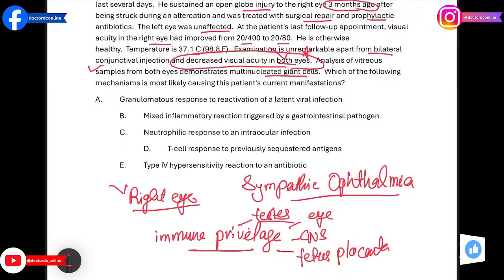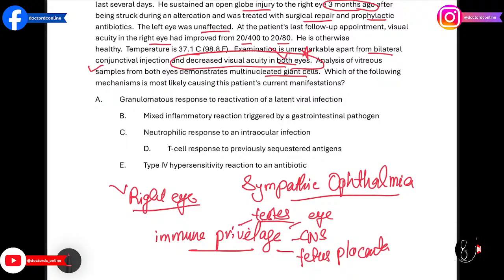The self-antigens located in a site with immune privilege can be recognized by T cells that escaped negative selection in the thymus. Therefore, if these antigens are released into the lymphatic system through trauma, the T cells may recognize them as foreign and mount a response that can occur in both the injured eye and the contralateral eye. So, due to immune privilege, this is happening.